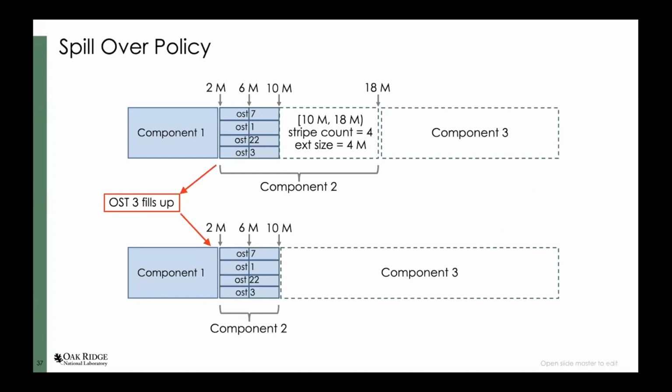And this is a diagram showing what the spillover policy would look like if you started with a component, and in this case, component 2 is the self-extending layout component, where it's incremented in 4 megabyte sizes. So it starts at 2, it gets extended to 6, and then 10. But then if let's say OST 3 starts to fill up, what it will do is that at 10 megabytes, previously component 3 didn't start till 18 megabytes, it will get rid of that extension component and drop component 3 back down, and it will start at 10 megabytes instead.